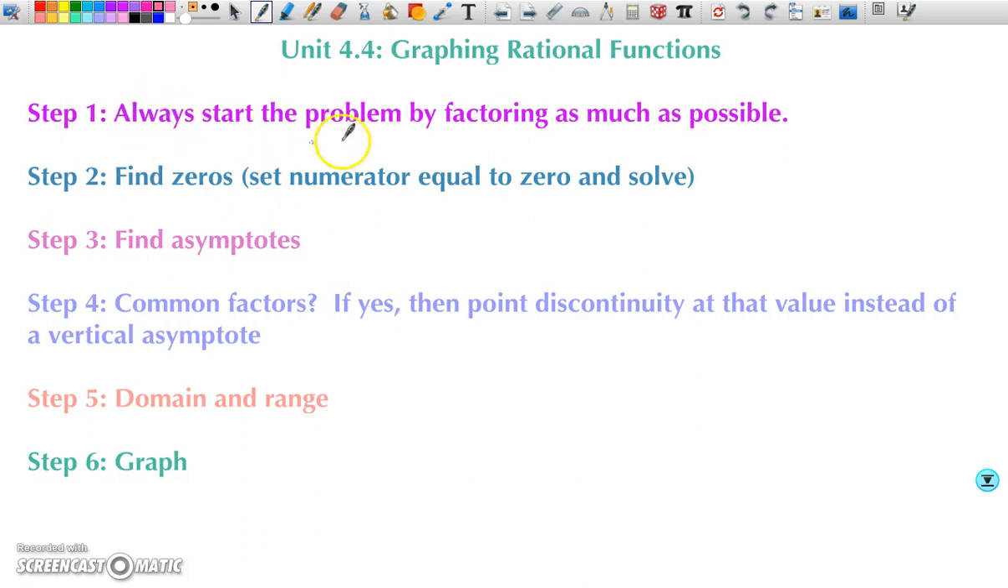So the first thing you want to do is start by factoring the problem as much as you can. Find your zeros, and I should even add that after you factor it, you should simplify. So factor and then simplify as much as possible. I need to kind of rewrite that. There we go. Find your zeros, which is setting your numerator equal to 0 and solving. Find your asymptotes, so vertical and horizontal, so VA and HA. Any common factors? If there are, then instead of having a vertical asymptote, it'll be a point discontinuity, which remember is just a hole in your graph. Then we'll do domain and range, and then we'll actually graph the function.